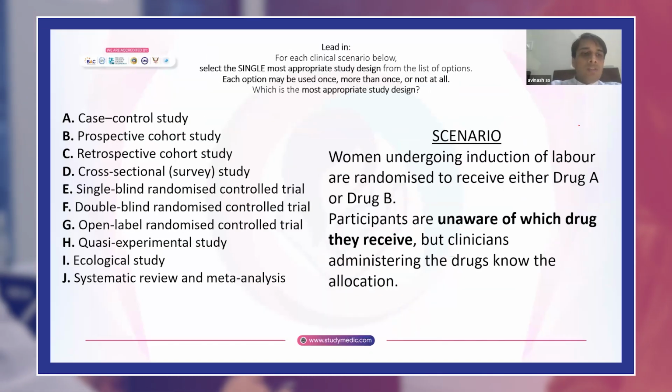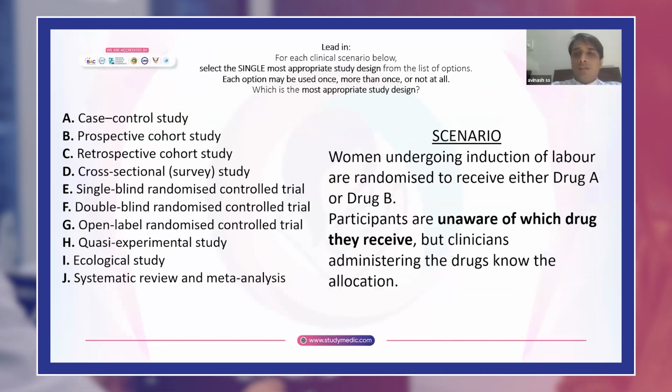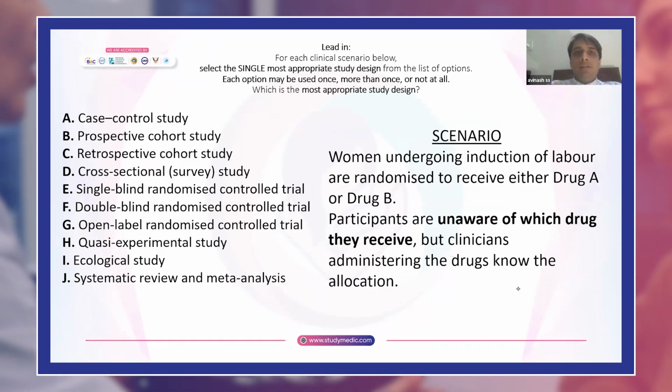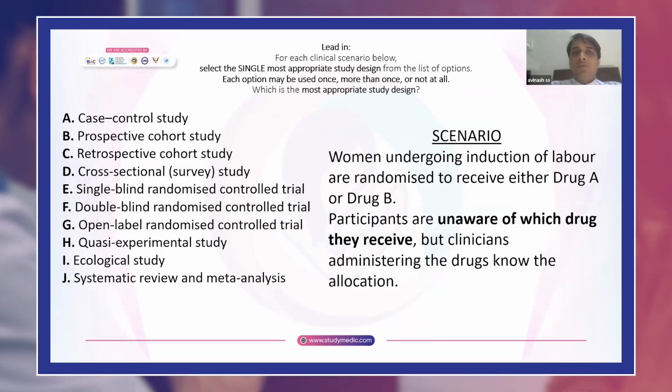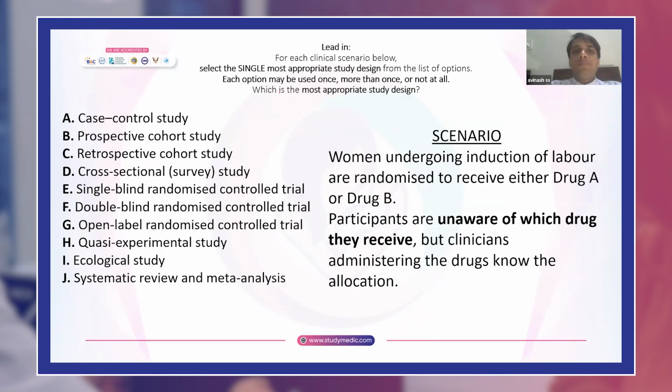Now, coming to the SBA type of questions about study design, you can see that there is a lead-in for each clinical scenario below. Select the single most appropriate study design from the list of options. Each option may be used once, more than once, or not at all. Which is the most appropriate study design is what you have to select.